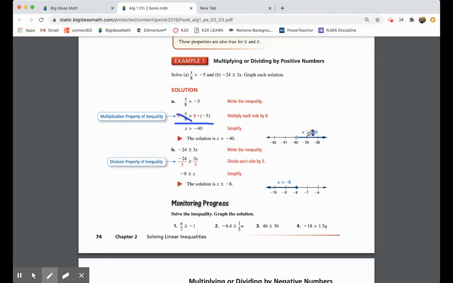And then I know y'all know how to graph it on a number line. B, we have negative 24 is greater than or equal to 3x. So we want x by itself, and since it's being multiplied, you do the opposite and divide both sides by 3. It cancels, and you have negative 8 is greater than or equal to x, and you graph it on the number line. Don't forget, when it's on this side, to just plug numbers in to make sure you have it going the right way.